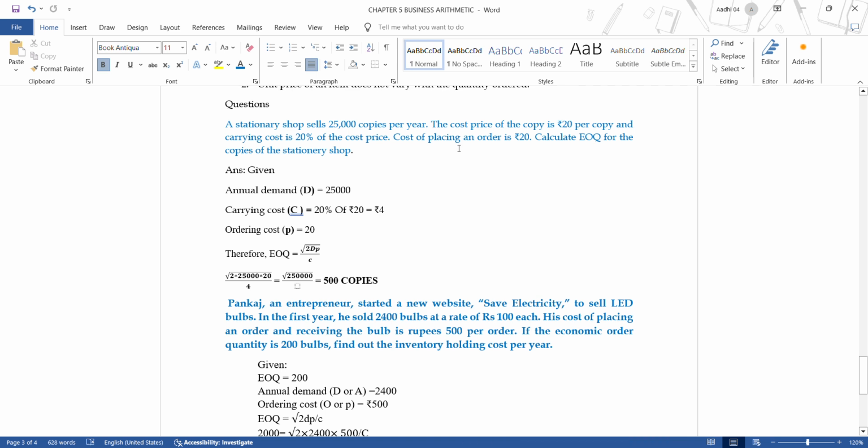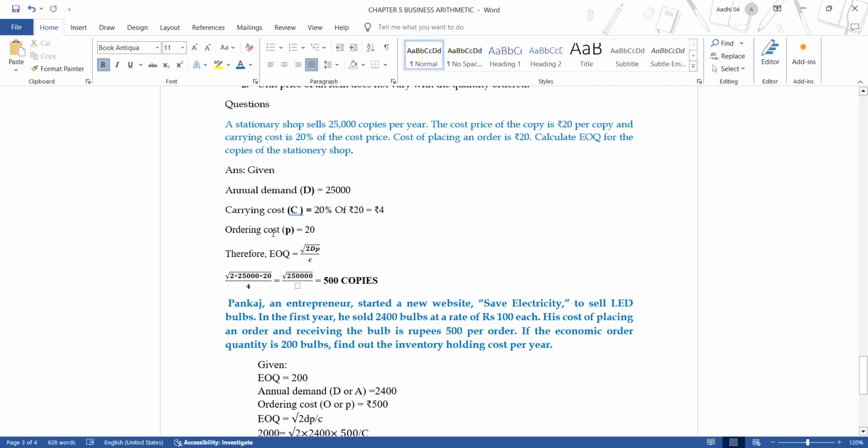Next one is cost of placing an order is rupees 20. So that is the ordering cost. Now the other name for carrying cost is holding cost. Okay, now the holding cost is another name for carrying cost. Now moving on to the formula. What is the formula to find EOQ? Root of 2 into D into P divided by C. What is 2? 2 is already given in the formula. 2 into 25,000 annual demand. Then P or ordering cost is rupees 20 and C is rupees 4.